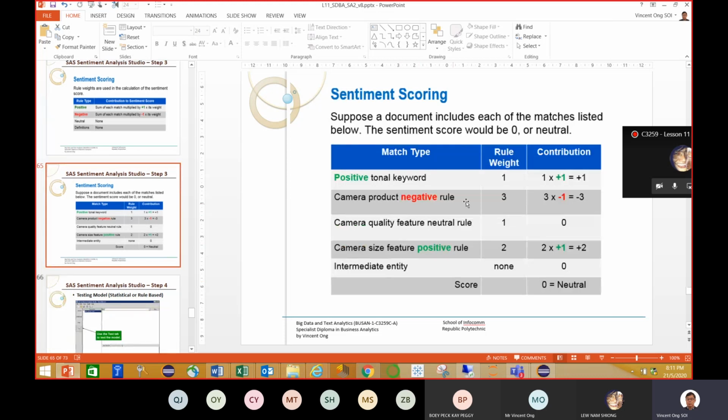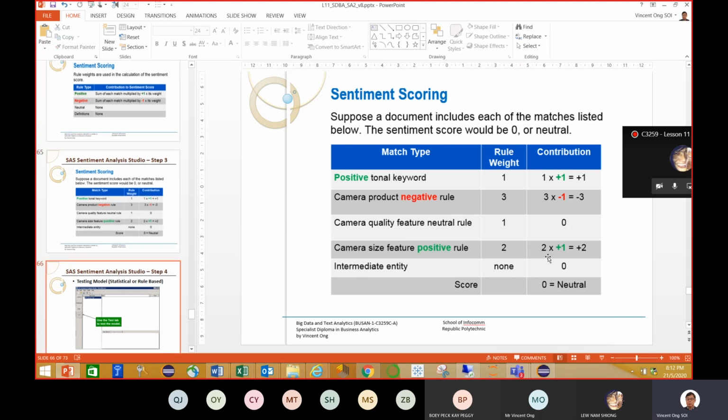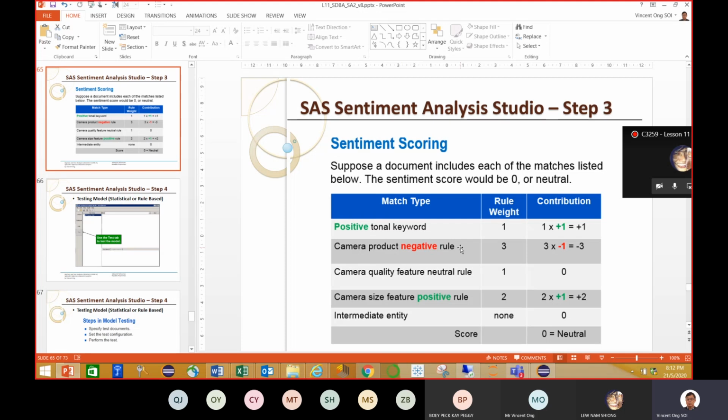For example, supposing you have a document that includes each of the measures listed below. For positive, the total word count is 1, and there's one match, so just times 1. The camera product happens to have a rule that is very weighty, 3, so we just do 3 times 1, so 3 is the weight. Neutral has no weight. There's a positive rule that gives you 2. So you just add them up together.